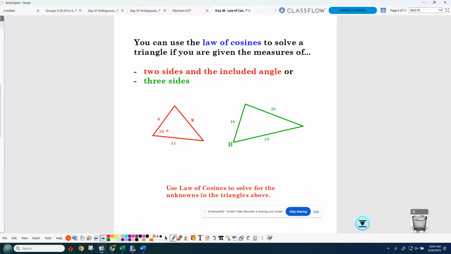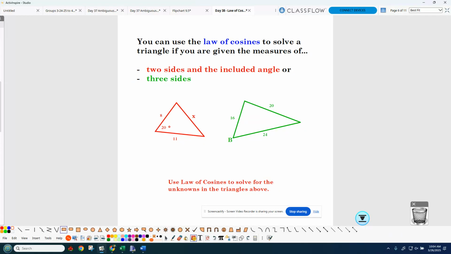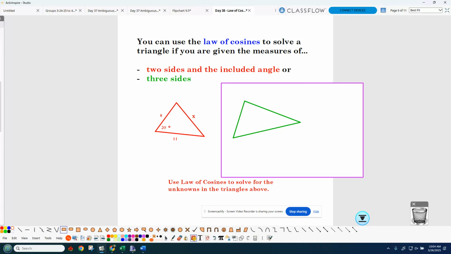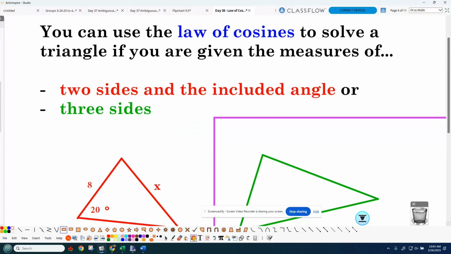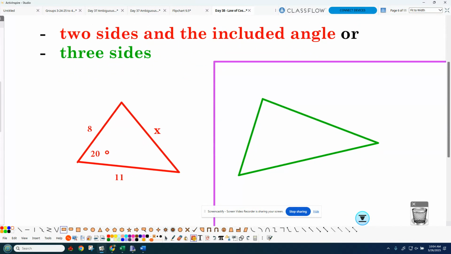All right, we're going to do one at a time. Is there anything ambiguous here? No, thank God. Law of cosines, nothing ambiguous about it. It just sucks as a problem to do.